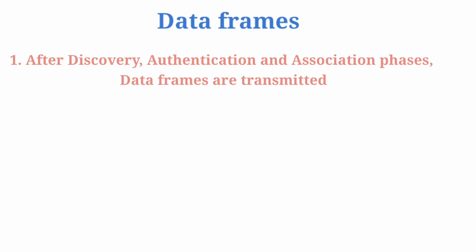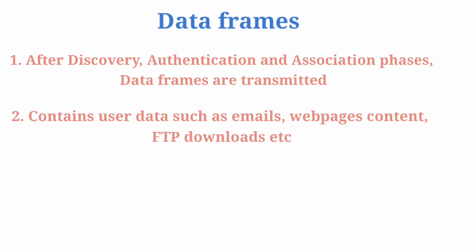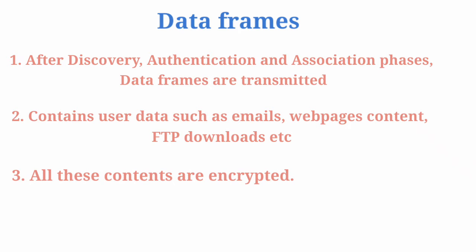This type of frame is transmitted after the discovery, authentication and association phases and contains the real user data like email messages, web pages content, FTP downloads etc. Since this content is encrypted, the goal of an attacker is to acquire the encryption key and decrypt it in order to steal application passwords, spy on the user's activity or perform other attacks that will be presented in later parts of this series.